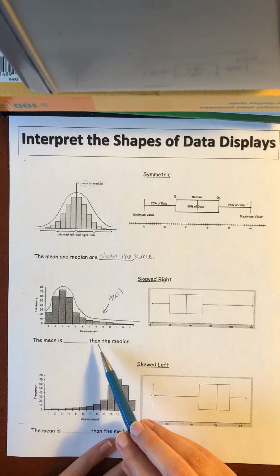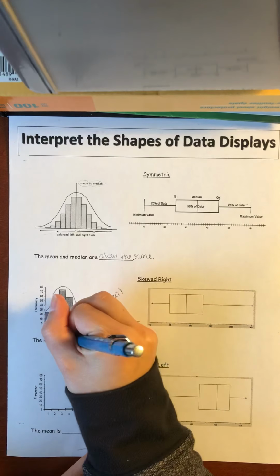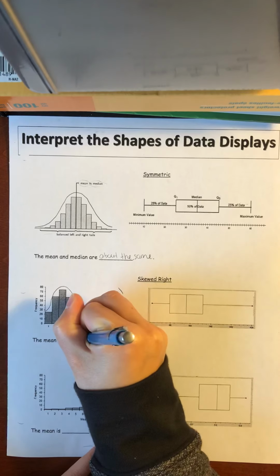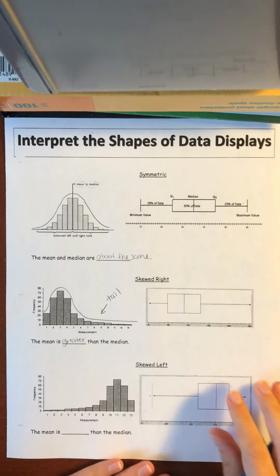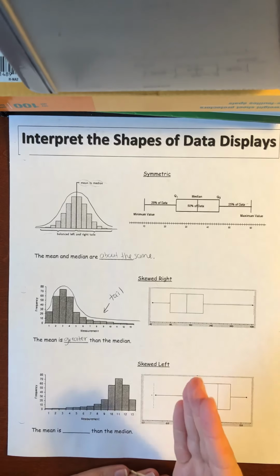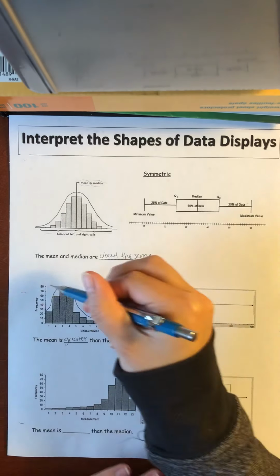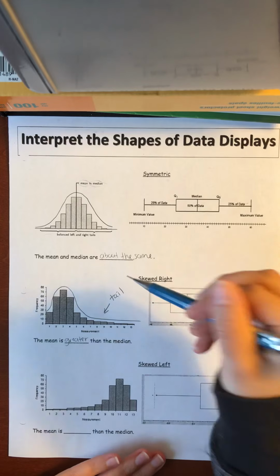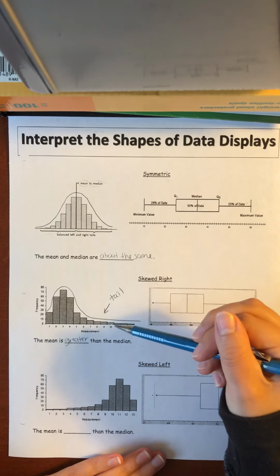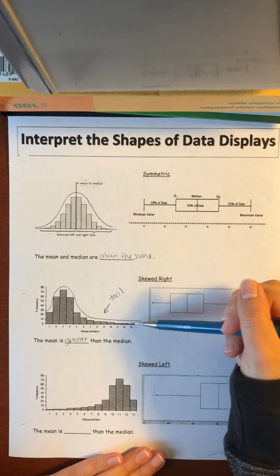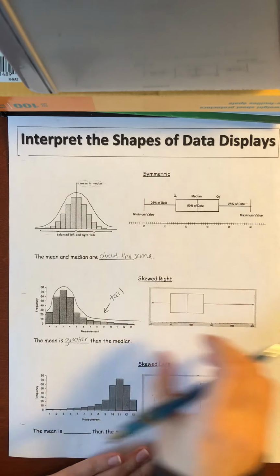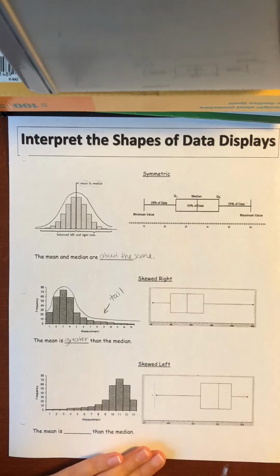When it's skewed right, that means that the mean is going to be greater than the median. The reason why is because the median is the center of the data, right? You would list all of your values from least to greatest, and cross off, cross off, cross off. The median is the center. But if it's skewed right, that means that there are outliers over here, outliers on the upper end of the data, which are going to pull the mean up, okay?